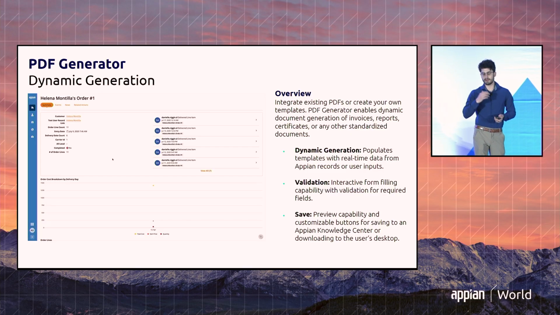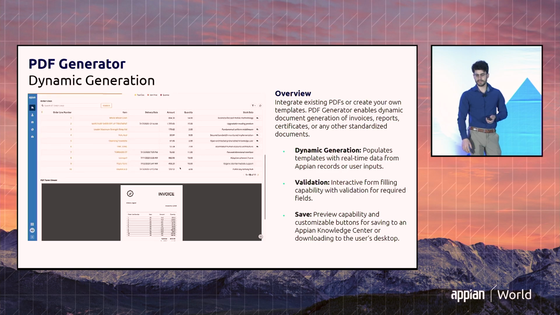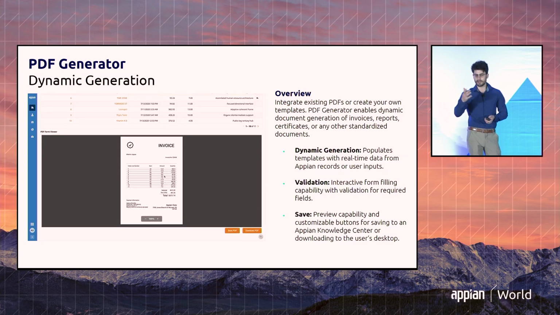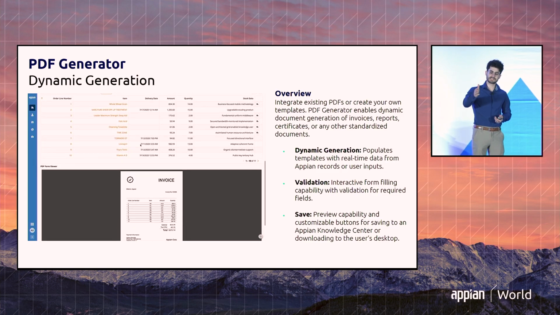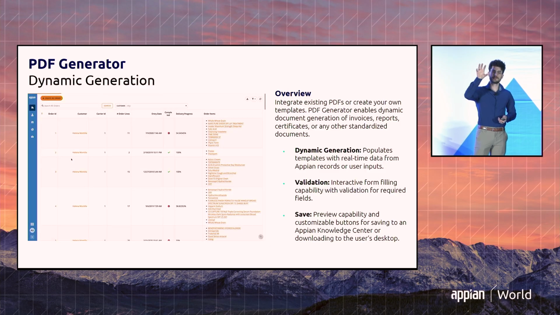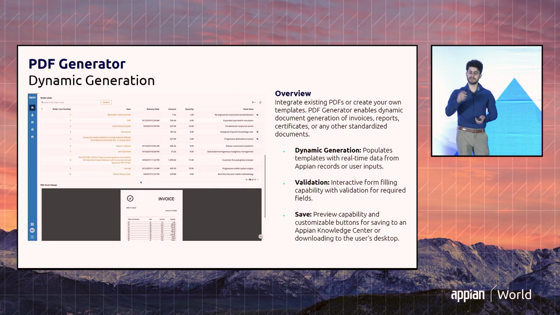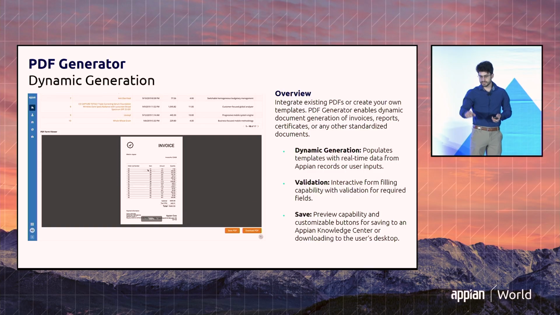So right here I have my orders app. Here's a list of orders in my record view. I have a table there. And that invoice I just designed, all of that data from the data fabric, from my record view, is automatically injected into that PDF template. And you can see it's all dynamic.